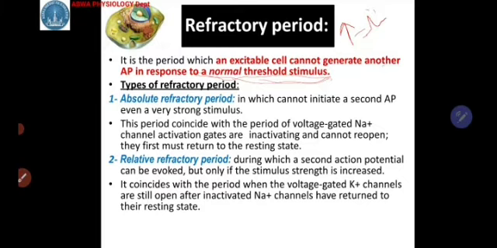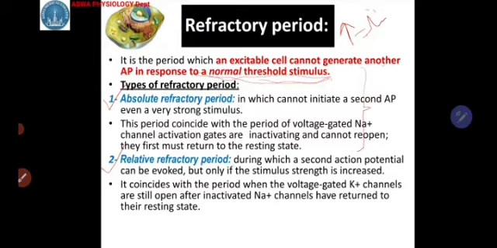There are two types, absolute and relative refractory periods. The absolute refractory period cannot initiate a second action potential even with a very strong stimulus. There is no chance. The period coincides with the period when the voltage gated sodium channel activation gates are inactivating and cannot reopen. They first must return to the resting state. It is the period where the voltage gated sodium channel gates are inactivated and they cannot be activated until they achieve the resting state.